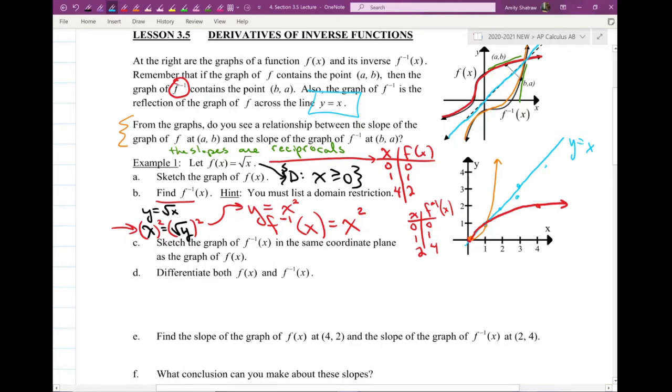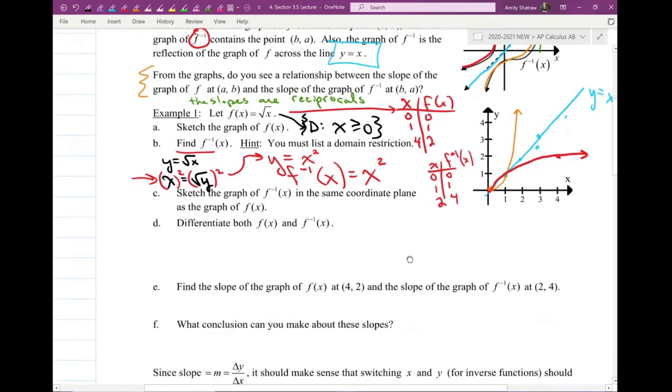And he says, let's take the derivative of both f of x and the inverse. And why would we do that? Because we were talking about the slopes being reciprocals, right? So if we find those derivatives, then we'll be able to start looking at those reciprocals.